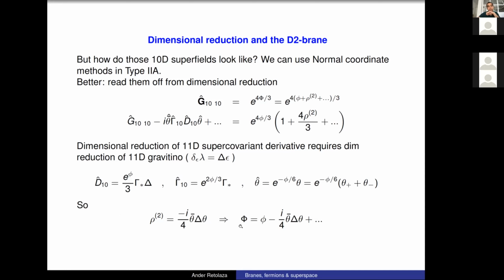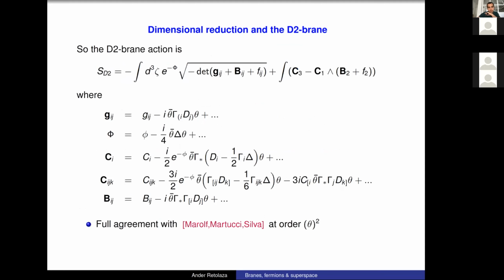So basically, by doing this Taylor expansion and this identification, you can learn, for example, what's going to be the Taylor expansion of the dilaton superfield in 10 dimensions. So you can play the same game for all the superfields that appear in the D2-brane action. So you have all these 5 superfields, and basically, you see that the expansion of the superfields has this aspect here. And again, when you do this, you compute the brane action at order fermion squared, and you see that the results are in full agreement with the results that were computed by Marolf, Martucci, and Silva using some brute force approach.